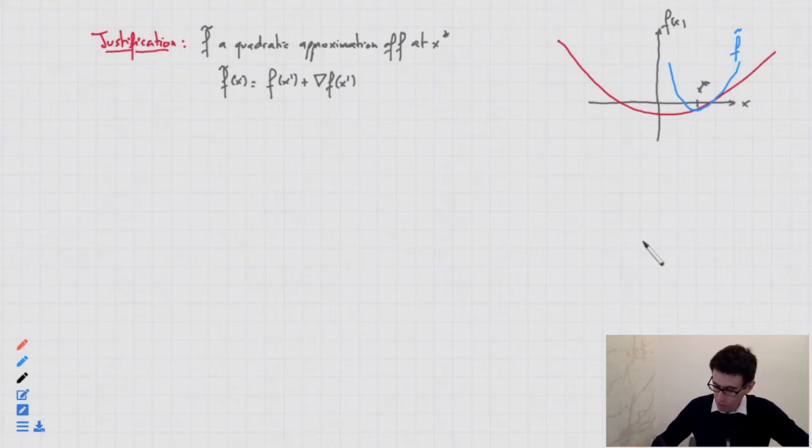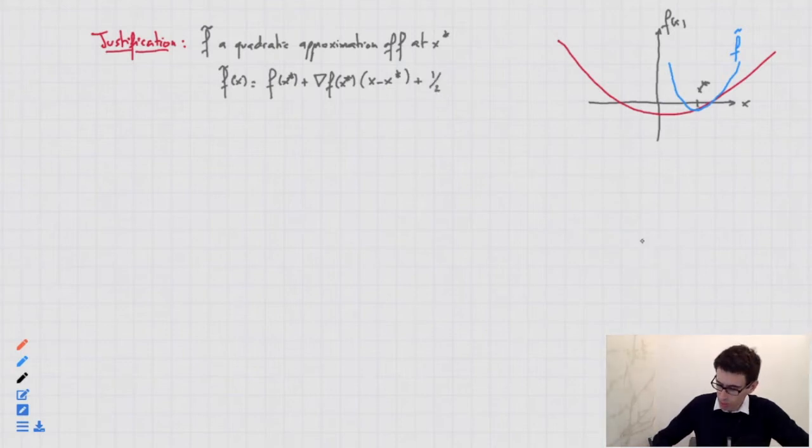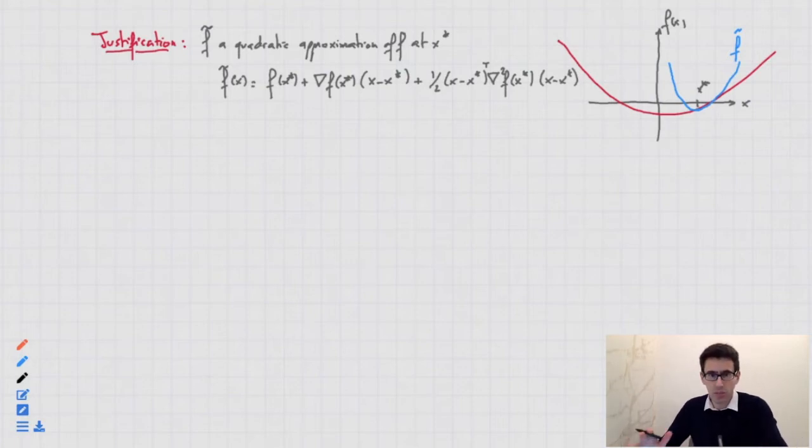So f tilde as a function of x is going to be f of x star plus the gradient at x star times x minus x star. That's the first term in my Taylor series. And if I want to do a quadratic approximation, I need to add the second term in my Taylor series, which involves the Hessian. So I get x minus x star times the Hessian at x star, I'll put a transpose here, times x minus x star. So this is essentially the Taylor series truncated after two terms. That's what my approximation is.